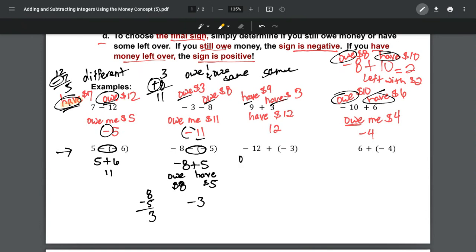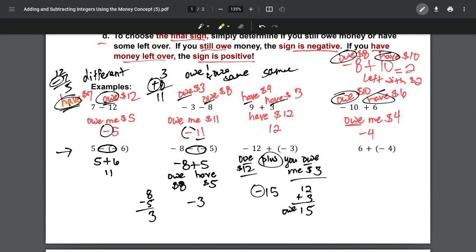All right, here you owe me 12. Now be careful with this one. Plus, you owe me $3. So if you owe me 12 plus you owe me 3, it pretty much tells you what to do with it. You should be able to tell that you owe me 15. All you do is say, well, I owe her 12 or 3, so I owe her 15. Because you owe me, make it negative. Okay, 6, well, you have $6 is positive.